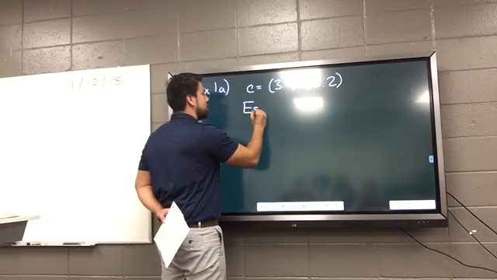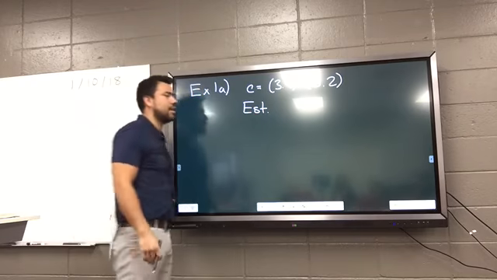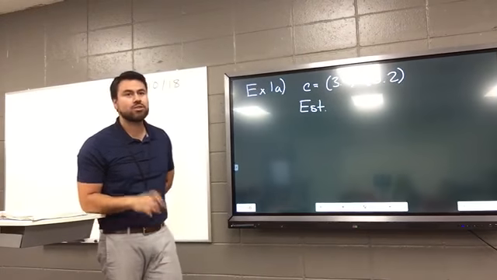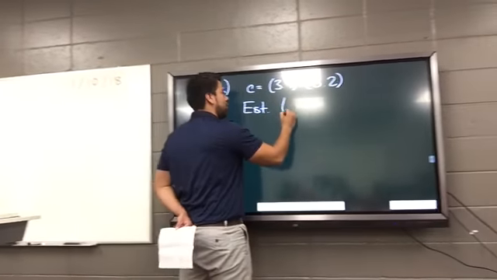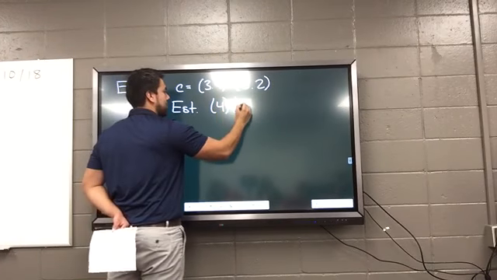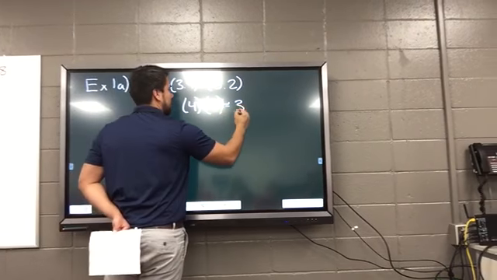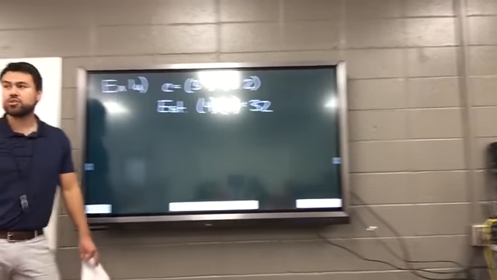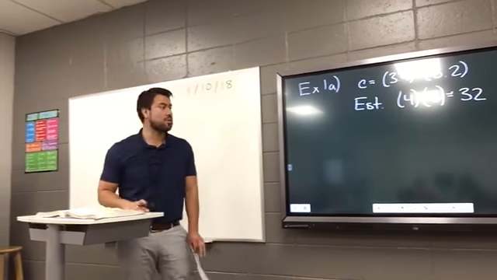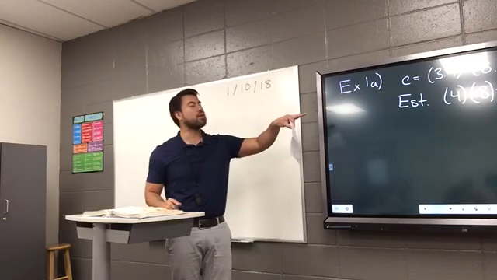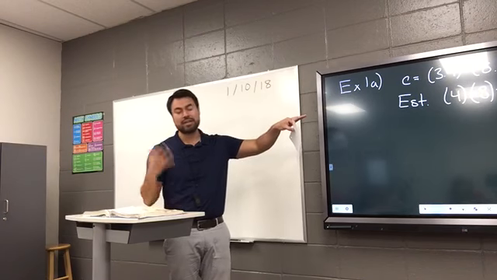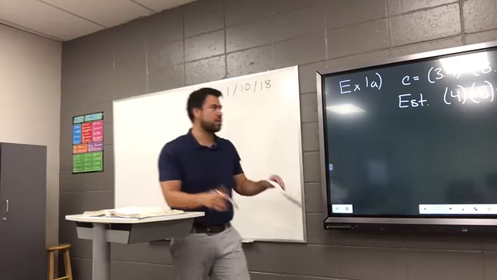So I'm just going to put under here EST, so that's an S, EST, and what's 3.9 about? 4. And what's 8.2 about? 8. So what's your estimate? 32. Yeah, I would say about 32. Is that your actual answer? No, it's an estimate. So you can do this in your head. You're like, okay, 4 times 8 is about 32. My answer should be close to that.